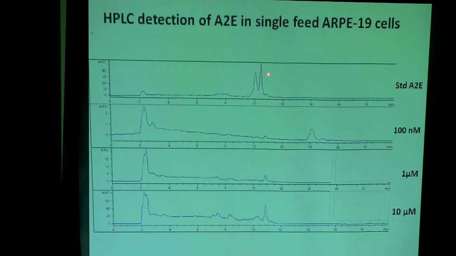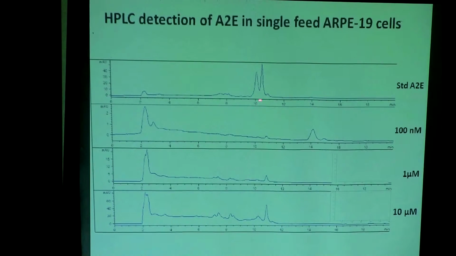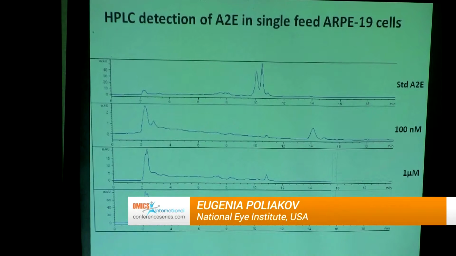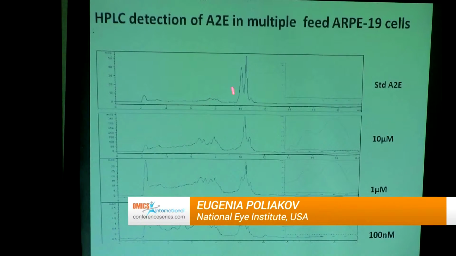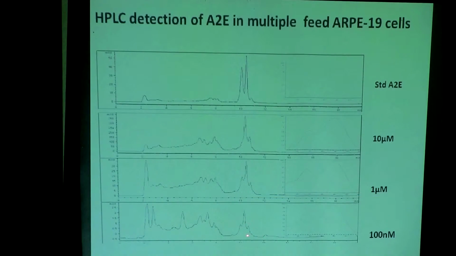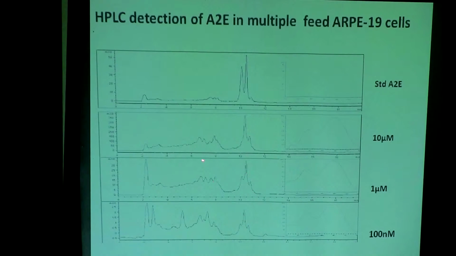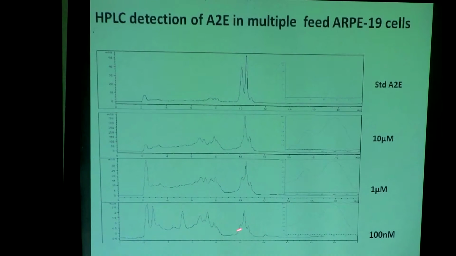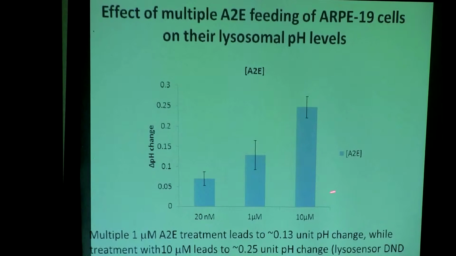If you look at a single feed of ARPE19 cells and just extract A2E from the cells, this is the standard, this is extracted, you can see some accumulation and you can see quite a lot of oxidation. And with multiple feeding, even more. So yes, A2E is there, and it's isomerized, definitely, because it's still yellow light. So you have isomers, and you have a lot of oxidation going on. So when we say we treat with A2E, not all A2E stays A2E. It's A2E plus oxidation products.